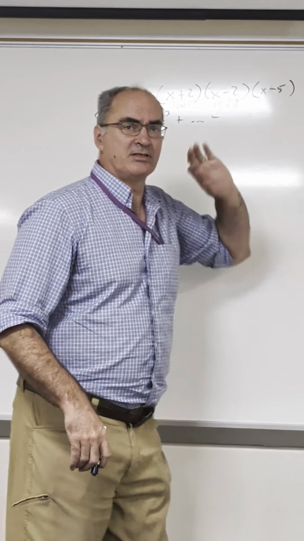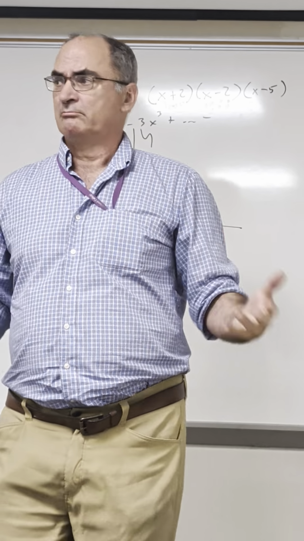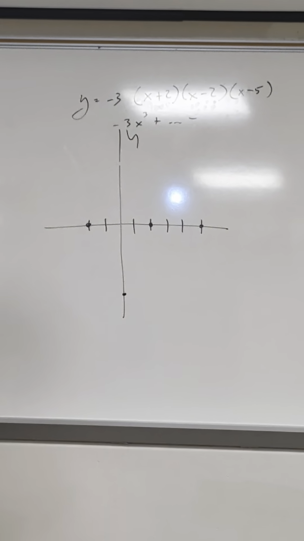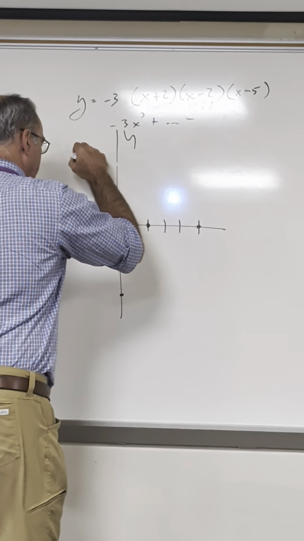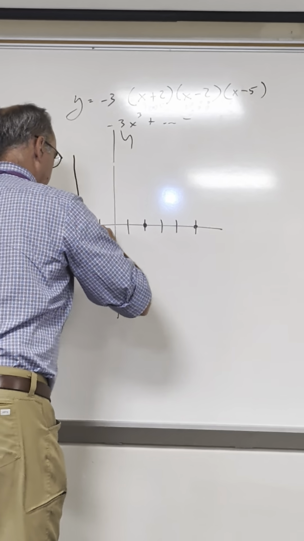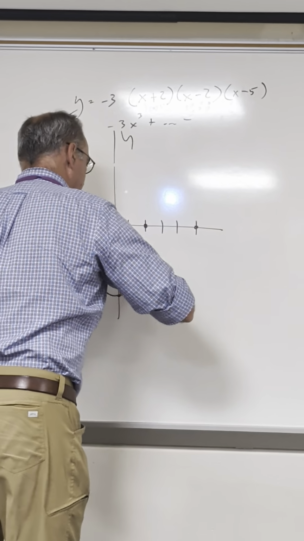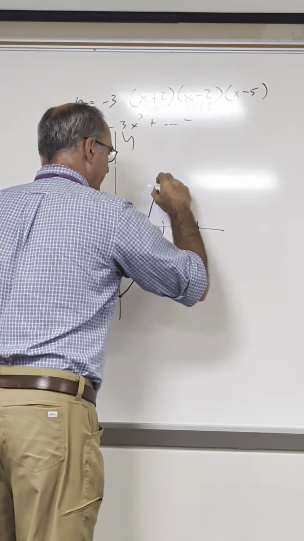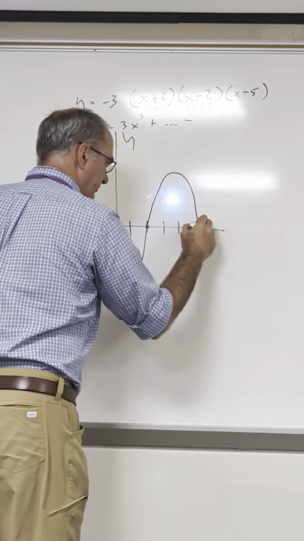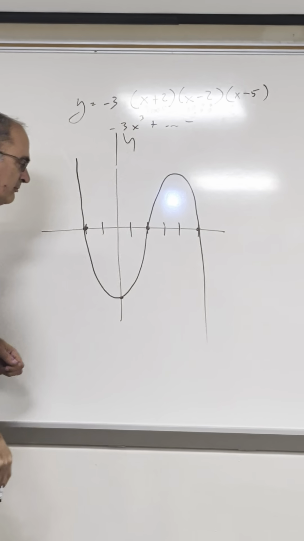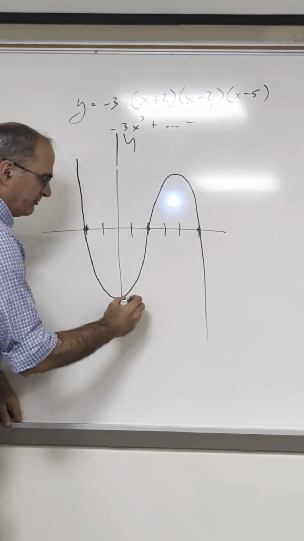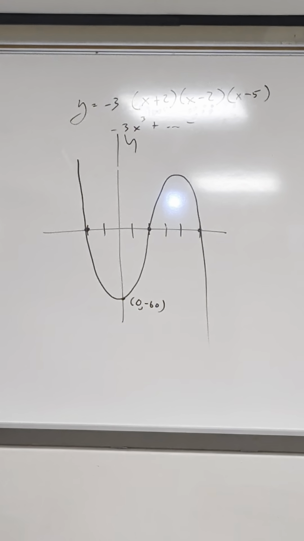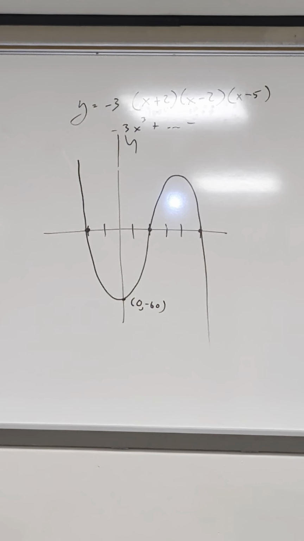Single root, single root, single root. All single roots, so these are just all pass-throughs. This one should be relatively simple. With all single roots, it's gonna look like this. This distance is 4, this is only 3, so I'll make the next one a little bit shorter. Check labels, 0, comma, minus 60. Look okay?